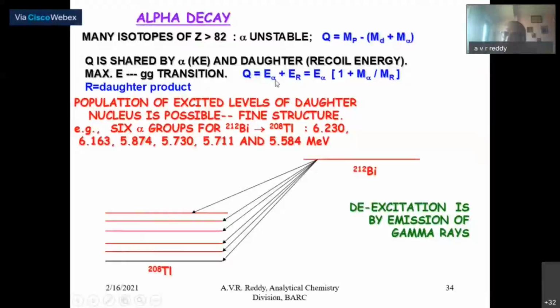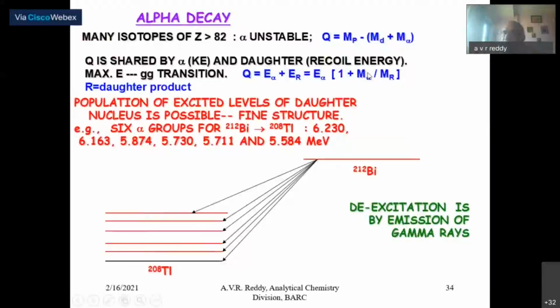And we know, as I told, that both the heavy nucleus, that is the recoil nucleus, and the alpha particle share the energy in inverse ratio of their masses. Total energy is constant. If you do a small arithmetic juggling, you get the relation Q equals E alpha into 1 plus M alpha by M R.